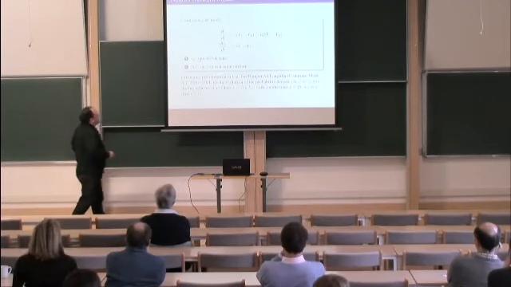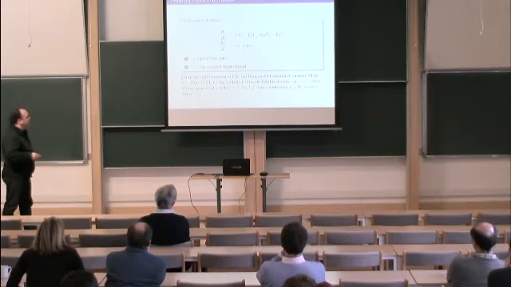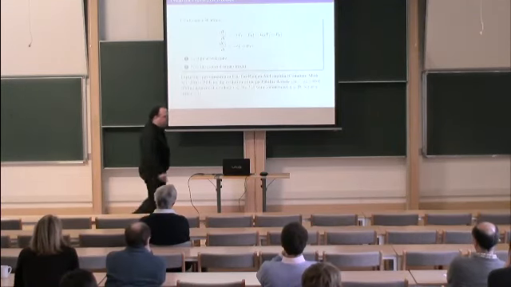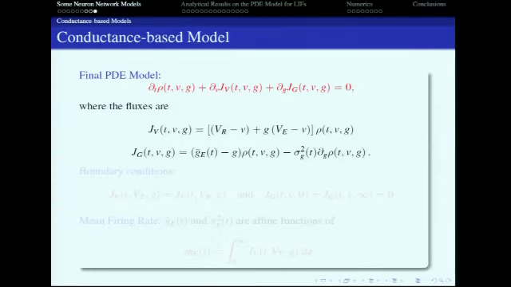This model was proposed and used in diffusion approximation by Cai, Tao, Rangan, and McLaughlin, all of them from the Courant Institute. Some years ago, they wrote these equations in that paper. What they propose is a PDE for the evolution of the probability density in voltage and conductance, where V is restricted to the interval between V reset and V firing, and G is a number between 0 and infinity.